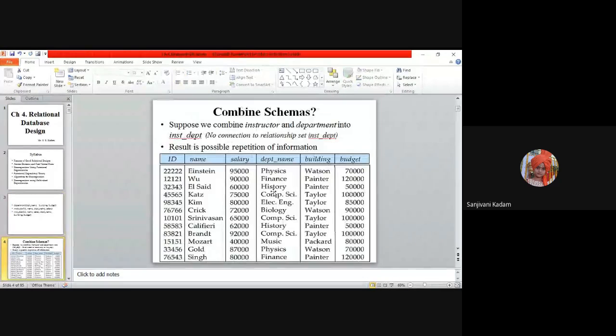The same example we have taken here. I have taken this instructor relation where 12 to 13 instructors are there. Physics, Watson, 70,000; physics, Watson, 70,000. This data got repeated here. If I take the computer science department, located in Taylor building with a budget of 10 lakhs: computer science, Taylor, 10 lakh; computer science, Taylor, 10 lakh. Whatever information is based on the department name is getting repeated or duplicated, so redundancy is much more added.